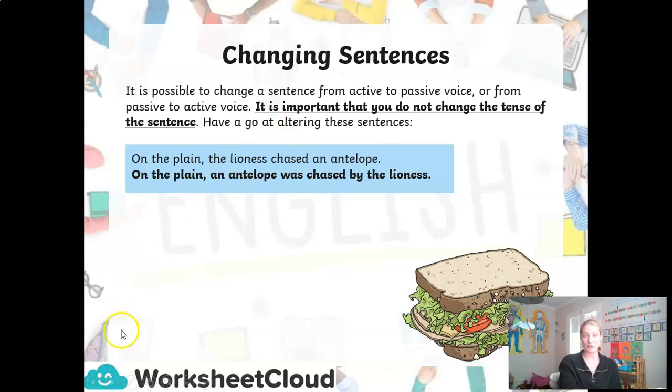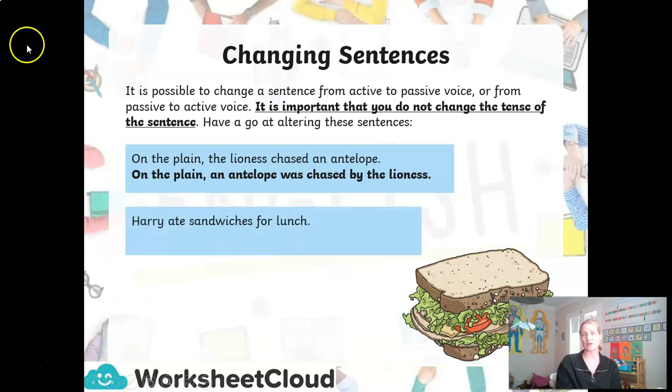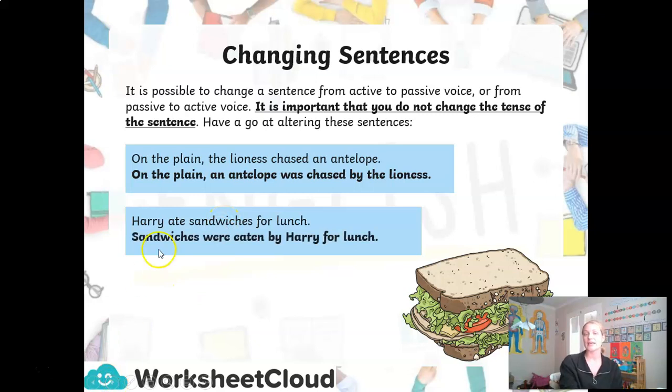Okay, so let's have a look at another example. Harry ate sandwiches for lunch. It's an active voice sentence again. Harry is my subject. Ate is the verb. Sandwiches is the object. If I change it to passive voice, sandwiches, so the object, comes first: sandwiches were eaten by Harry for lunch. Okay, so were eaten, I've kept it in the past tense.